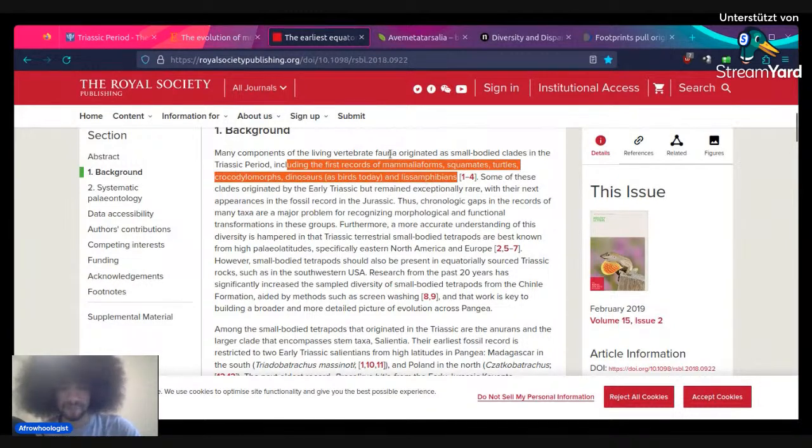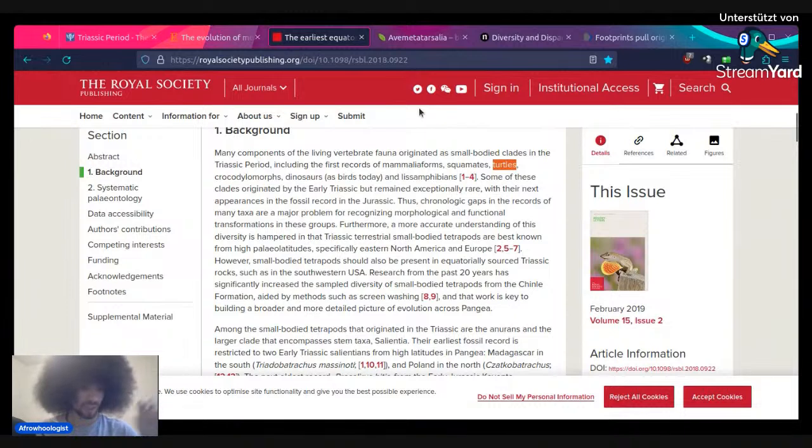So squamates are lizards and snakes. You know, lizards and snakes are called squamates for their scales. Turtles, which I already covered, and their whole thing, the number of holes in your skull determines your lineage.